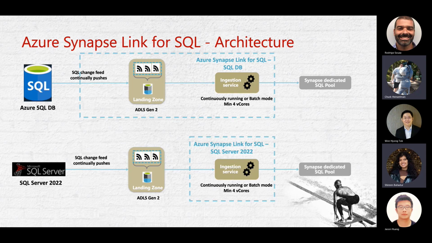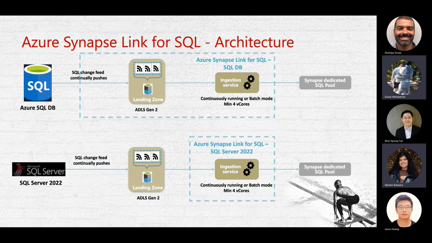So we talked a little bit about the architecture, but this is the flow of it here, where we have your source databases on the left-hand side, either SQLDB or SQL Server 2022. The change feed is pushed into the landing zone. The two landing zones here are both ADLS Gen 2. The difference between them, again, is that with SQL Server, you manage it. With SQL Database, we manage it.